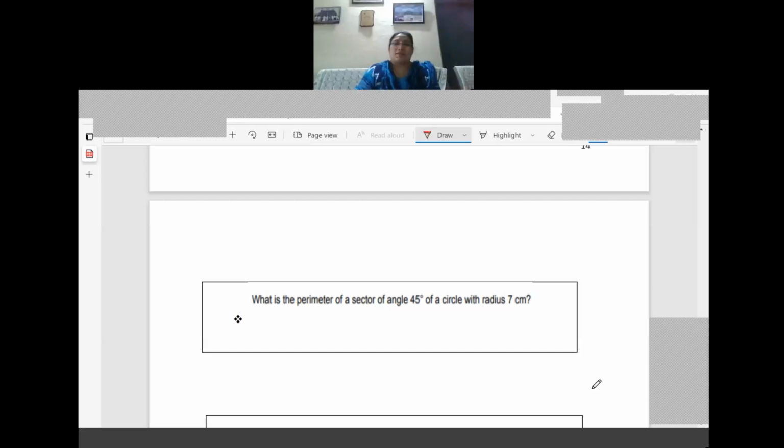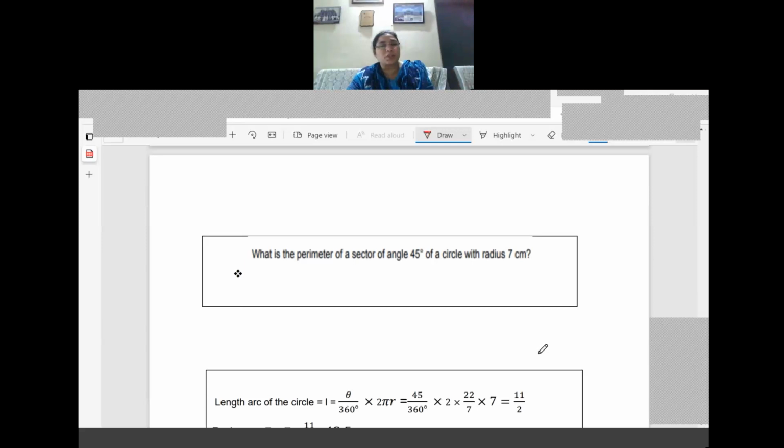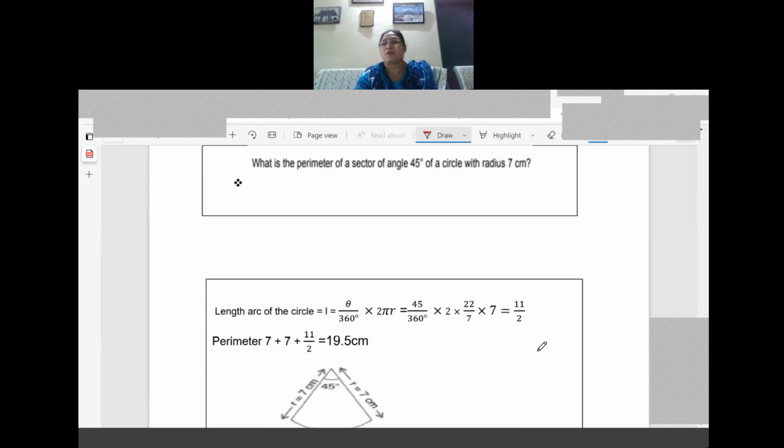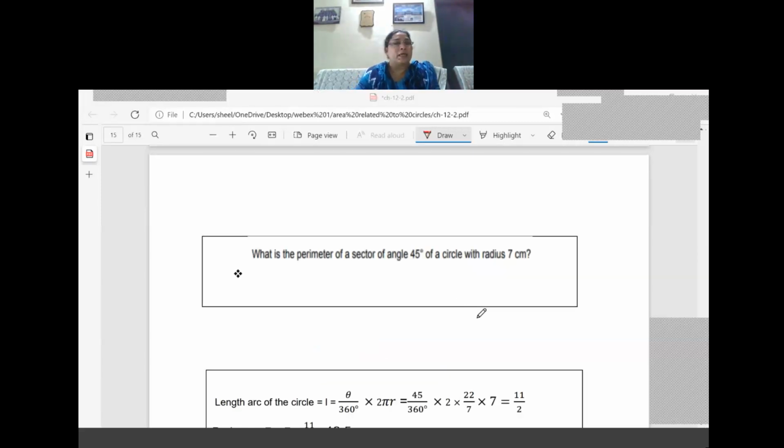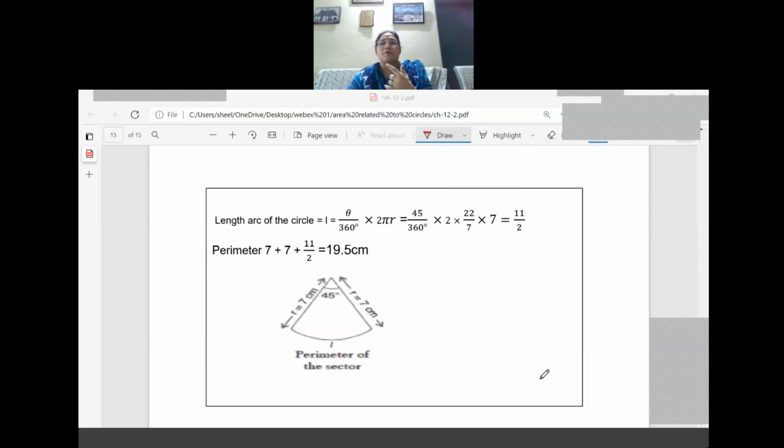Yes. We should add the radius also, ma'am. 19.5 centimeter. Here perimeter of the sector is the question. So both the radius should be added with the length of the arc. What is the length of the arc? I think you all told it correct. Length of the arc is 11 by 2. Along with that, 2 radii should be added. So 7 plus 7 plus 11 by 2 is equal to 19.5.